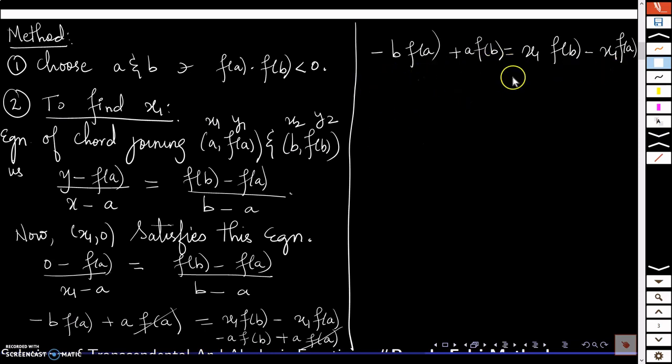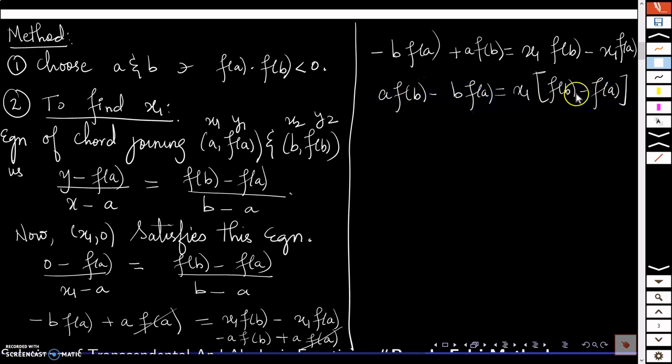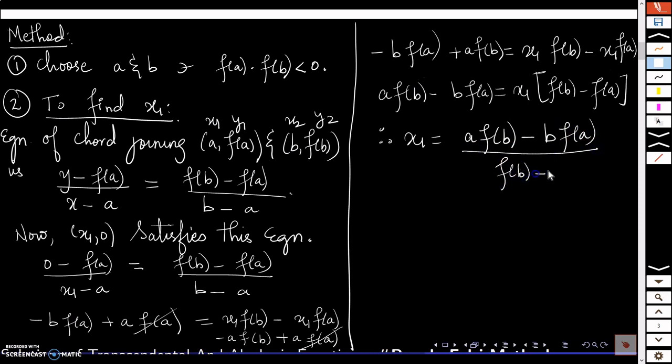So I can rewrite this as, I can take x1 common on this side, and then I'll have f of b minus f of a, and here I can rewrite this as a times f of b minus b times f of a, right? And then I can divide both the sides by this bracket, and you see that x1 turns out to be a times f of b minus b times f of a upon f of b minus f of a.